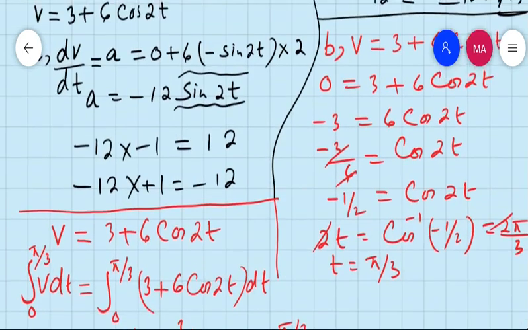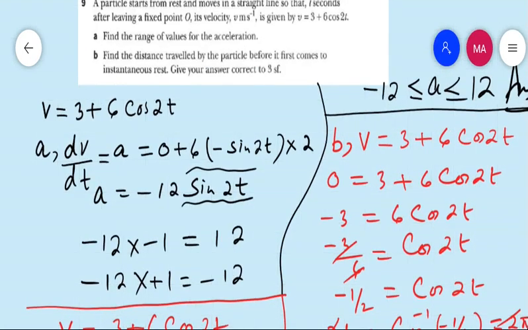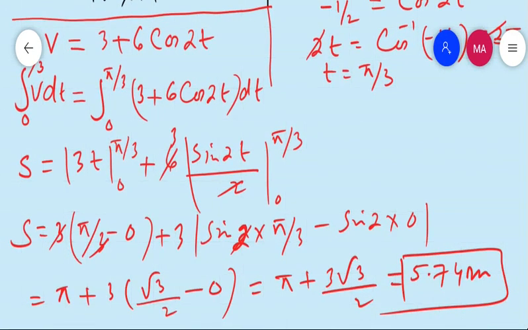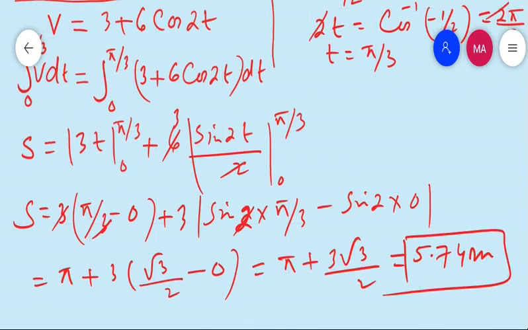You can see the question: find the distance traveled by the particle before it first comes to instantaneous rest. Give your answer correct to 3 significant figures. So you can check, this is our answer correct to 3 significant figures.